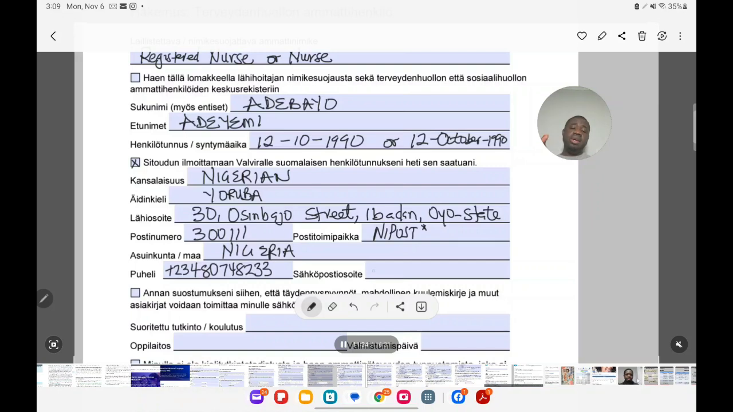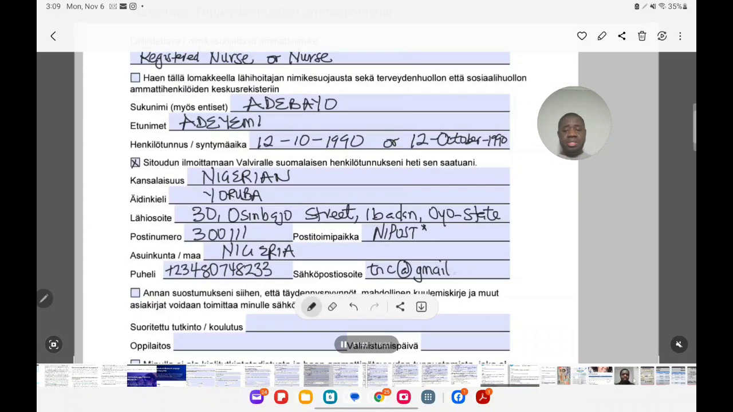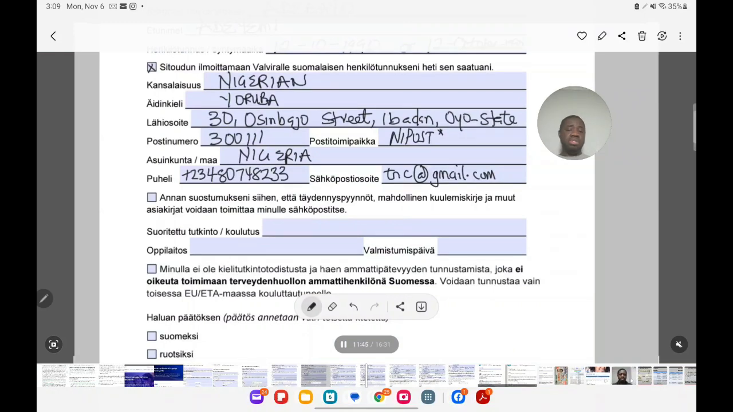So Puhelin is your phone number, your mobile number, plus 234-8074-8233. That is your phone number. And your email, Sähköpostiosoite, is your email. So write your email here where you can receive correspondence, information, updates about your application.